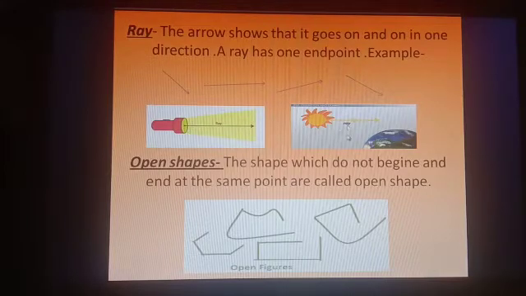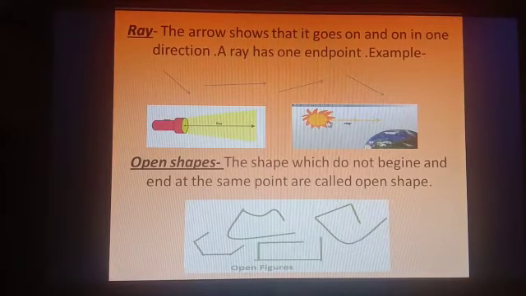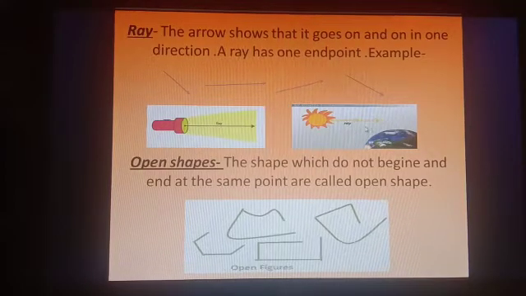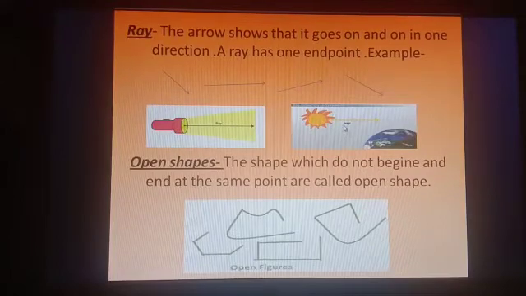In the sun also you can see from where the sun rays are coming, that is the endpoint, and the rays are coming out with an arrow. It means they are going on and on.